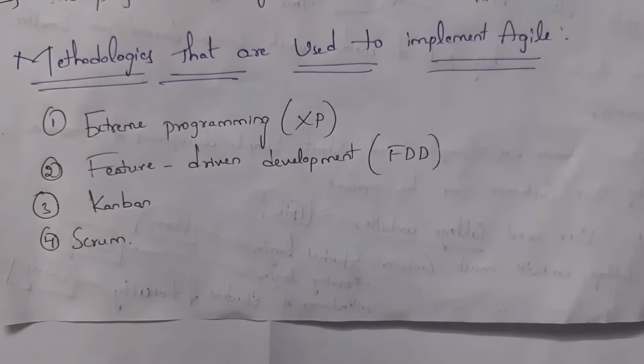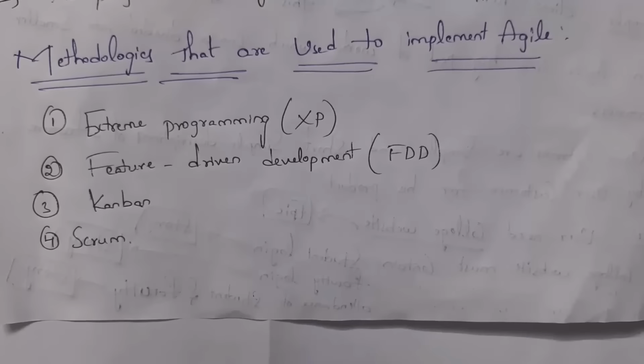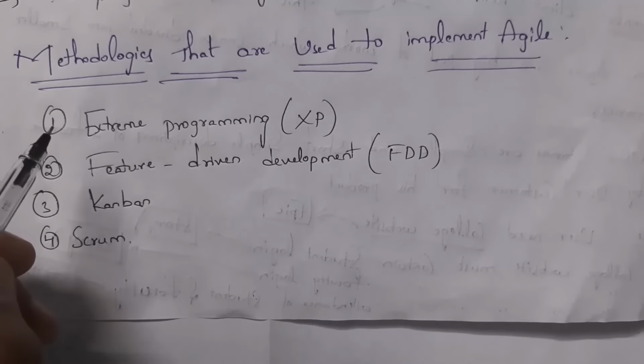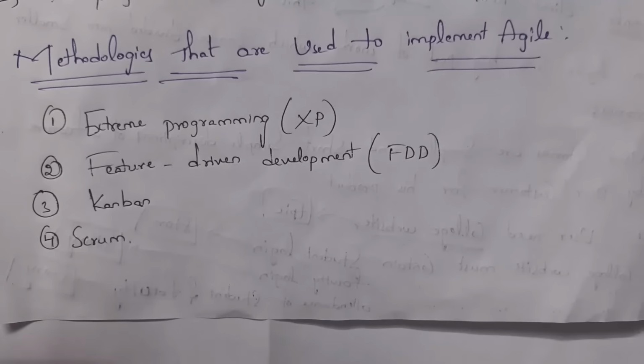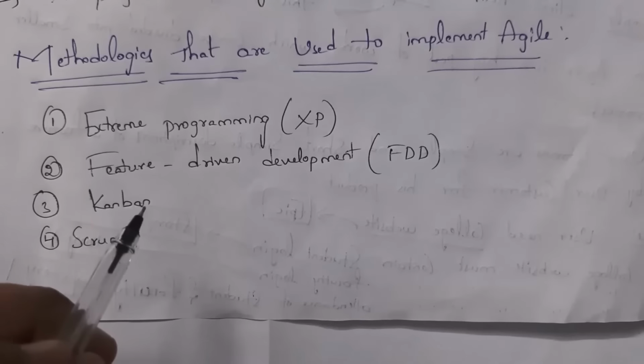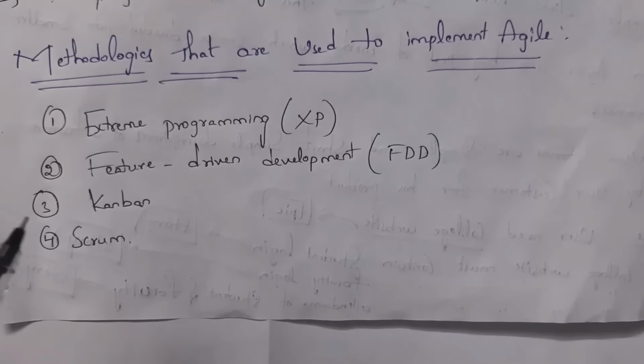Guys, we can implement agile process by using 4 methodologies. They are: first one is extreme programming, shortly we call it as XP. Second one is feature driven development, shortly we call it as FDD. Third one is kanban, and fourth one is scrum.